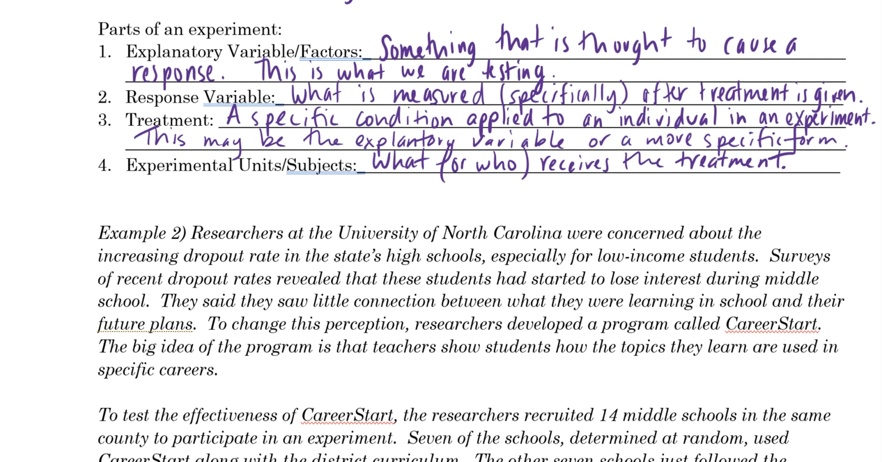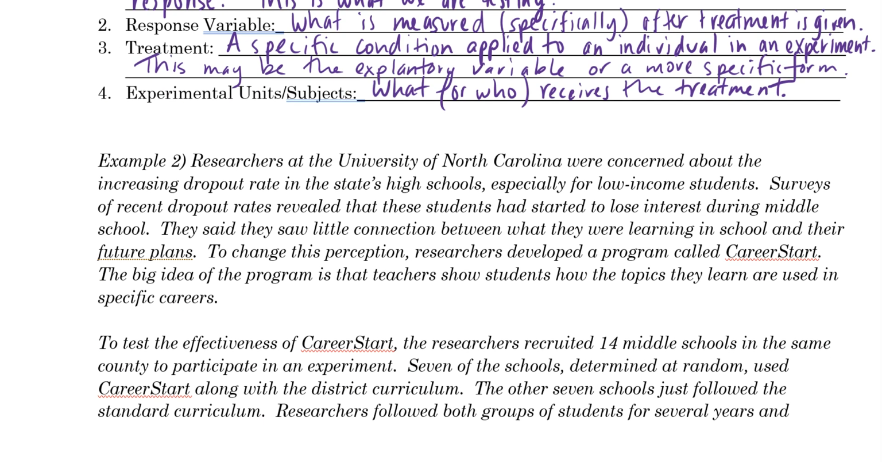Go ahead and read it to yourself. And when you are ready, try to see if you can do part A. It's just going to ask you to identify the 4 terms we just looked at: experimental units, explanatory variable, response variable, and treatments. So go ahead and read through example 2. The questions A and B are on the back. So pause this, read through, and then we'll check back in just a little bit.